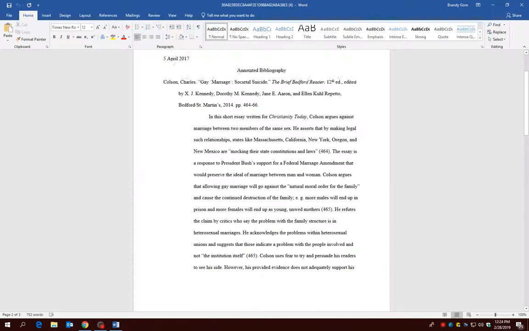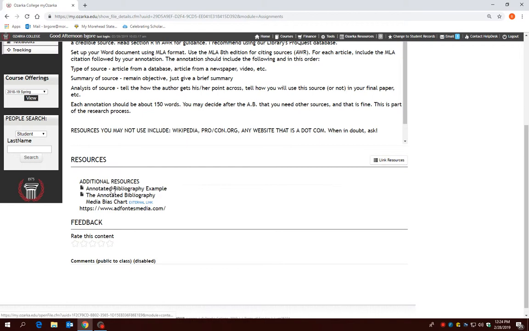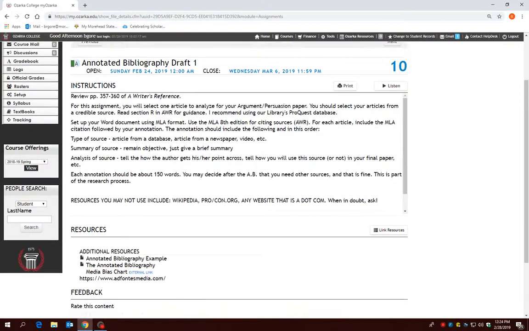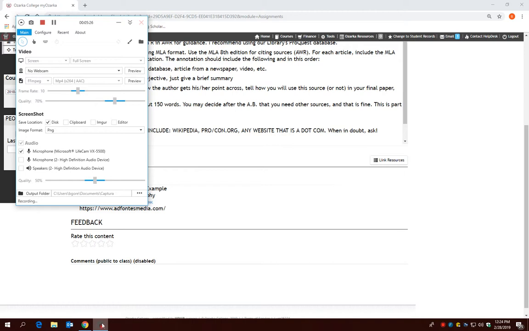Read over this assignment in the textbook. Look at the information here, and of course pay attention to the samples. The first draft, just one entry, is due Wednesday, and then we will conduct peer review.